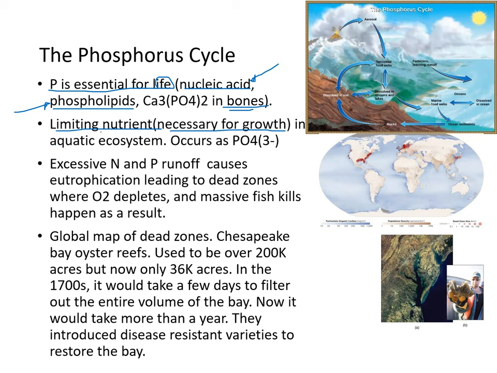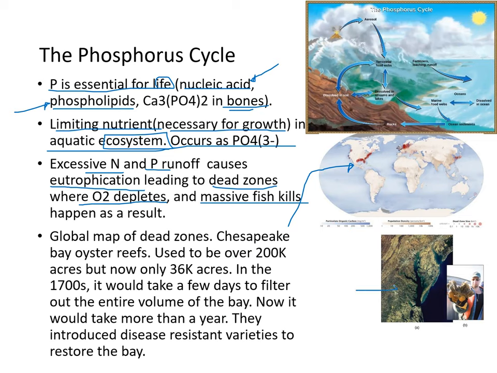And it's in the aquatic ecosystem, and this occurs as a phosphate. Excessive nitrogen and phosphate or phosphorus amounts both cause eutrophication, leading to dead zones where oxygen depletes, and that leads to massive fish kills. And here's a global map of dead zones. Did you know the East Coast is inundated with these dead zones?